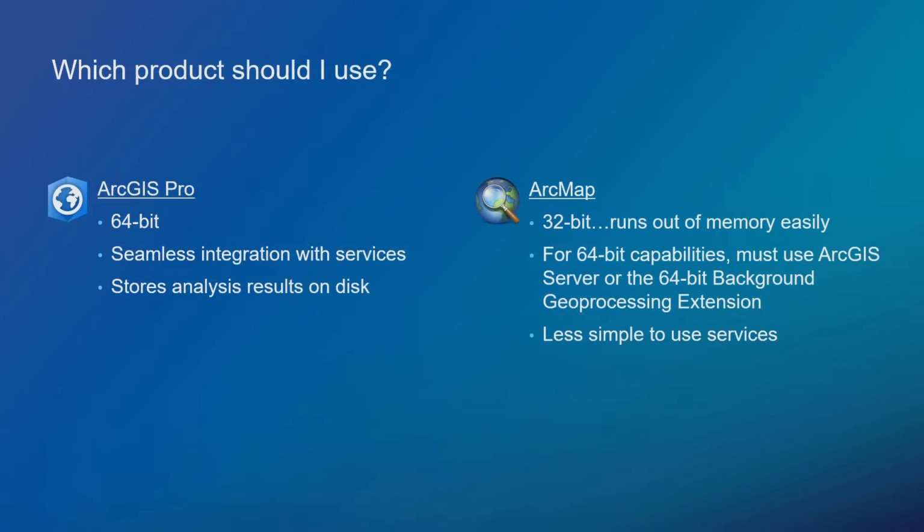Also, which product should I be using? As you know, we have ArcGIS Pro and ArcMap. We would recommend that if you're solving large problems with network analysis, you use ArcGIS Pro. It's a 64-bit application, so it can use your full memory resources on your own machine. And it also has a much more seamless integration with services.